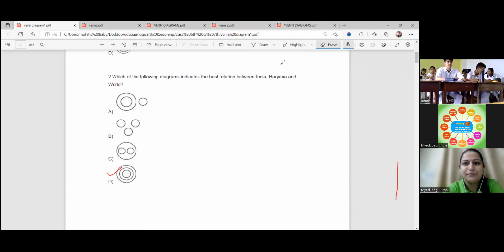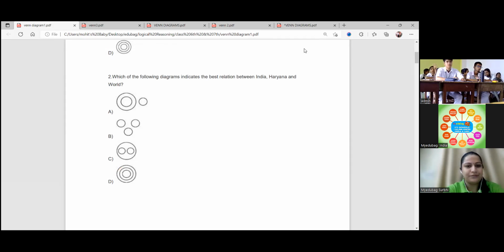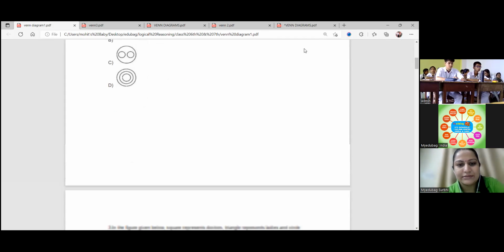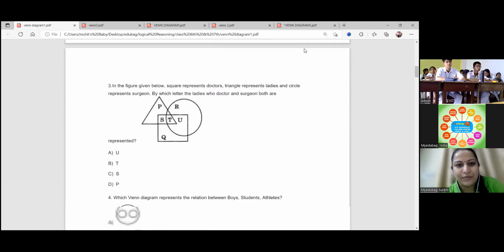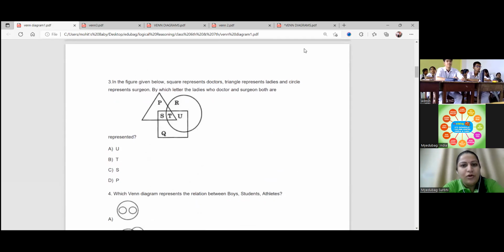Just a minute. Yes, which part? Fourth part. It is the fourth part. Correct. Okay. In the given figure below, square represents doctor, triangle represents ladies, and the circle represents surgeons. By which letter the ladies who are doctor and surgeon both are represented?